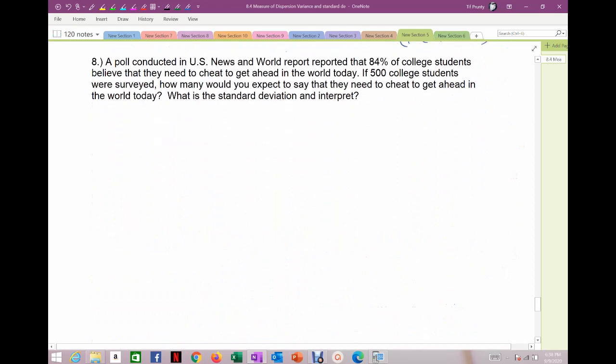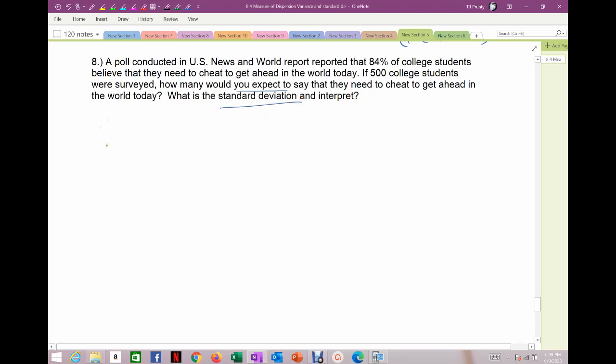Right, next example. Alright, a poll conducted by U.S. World News reported that 84% of college students believe they need to cheat to get ahead in the world today. 500 college students are surveyed. How many would you expect to say they need to cheat to get ahead in the world today? What is the standard deviation? And then interpret it. Alright, so I actually need to find my expected value and find my standard deviation.